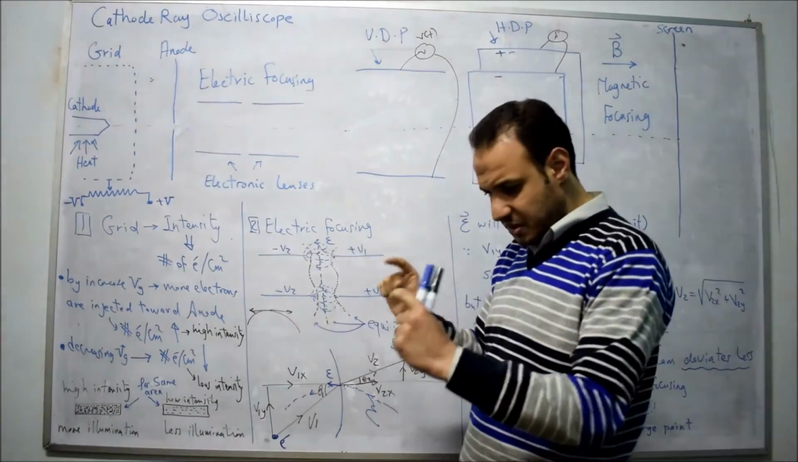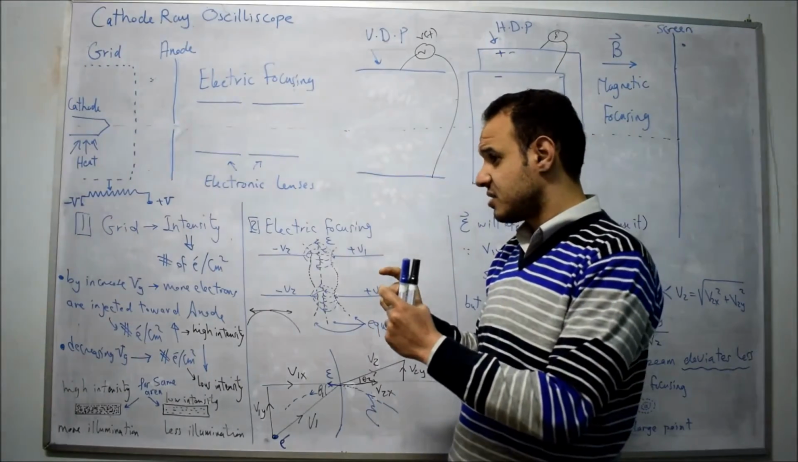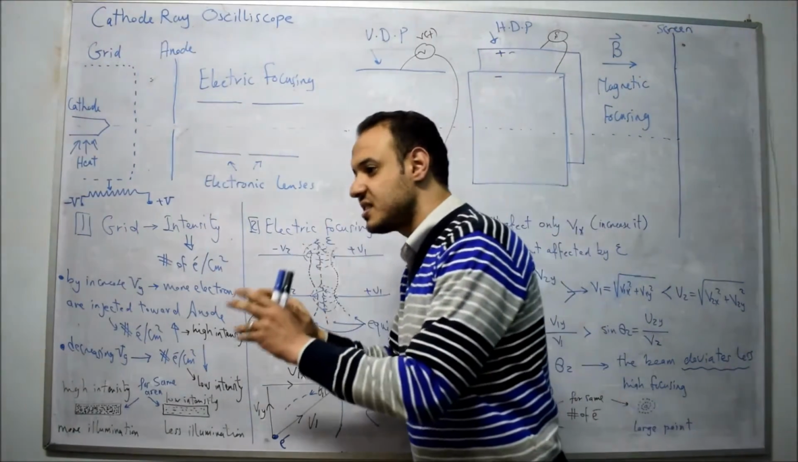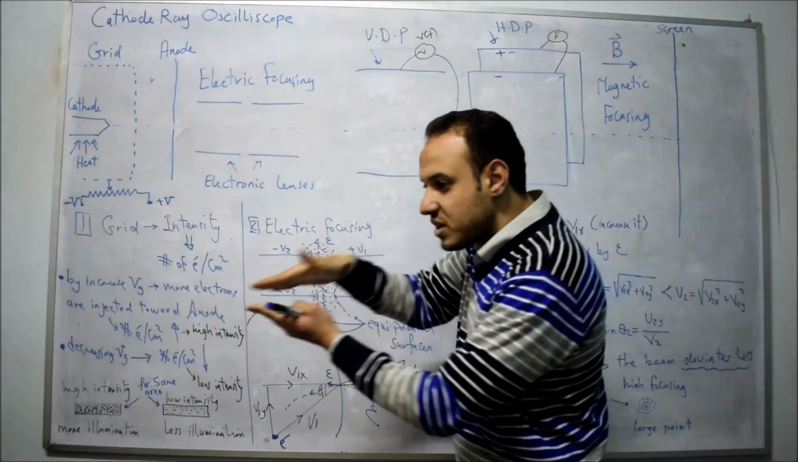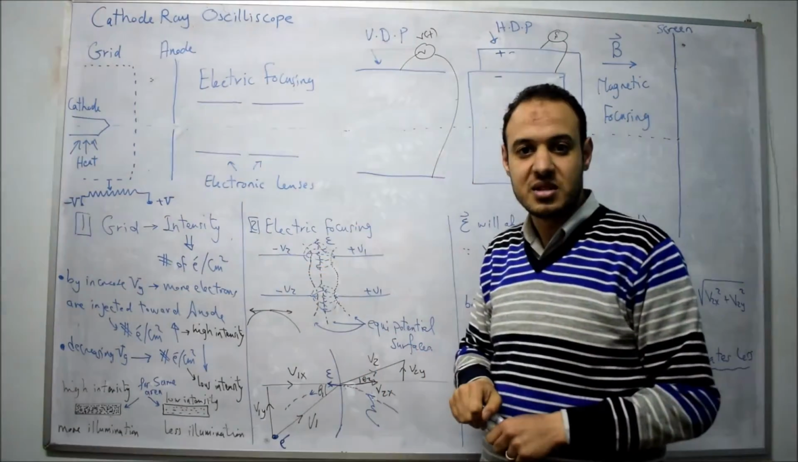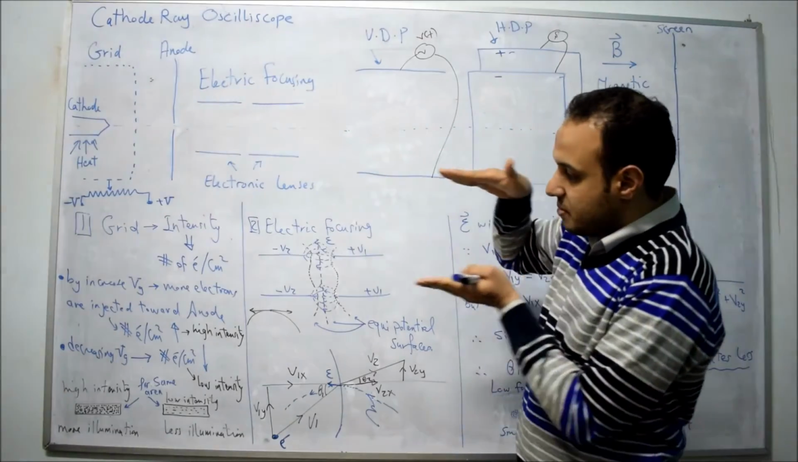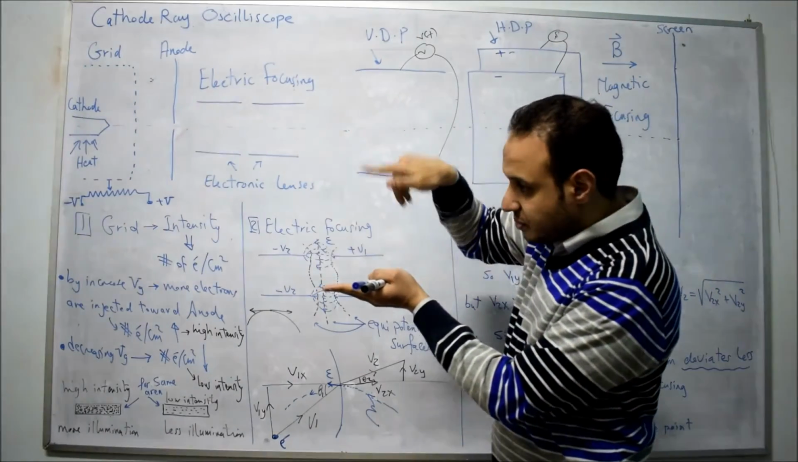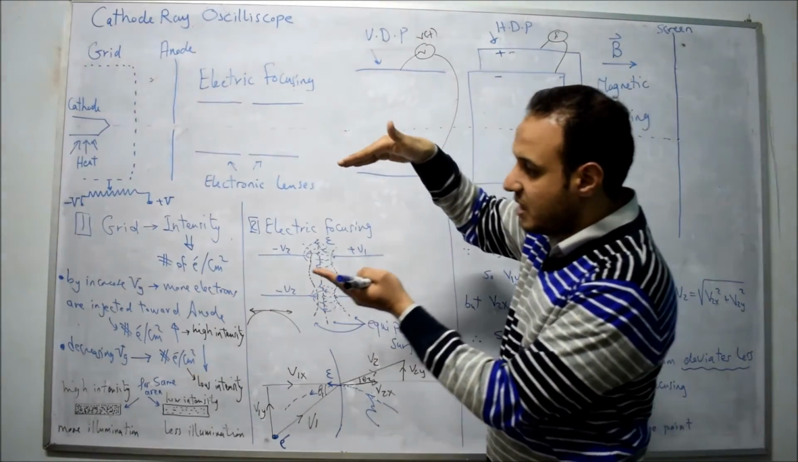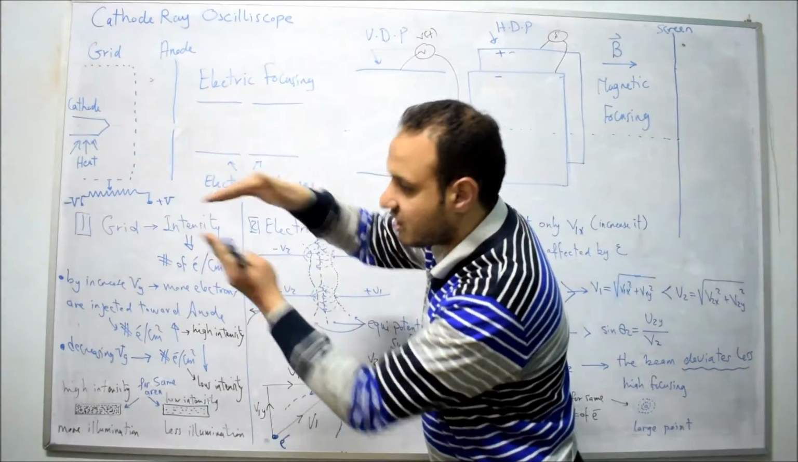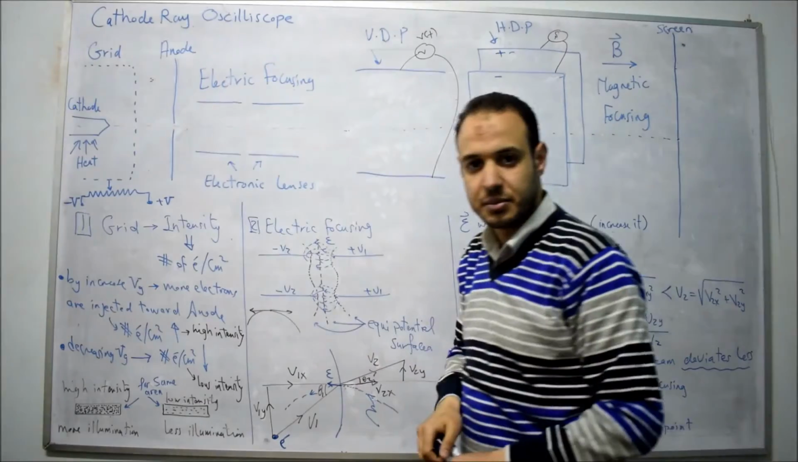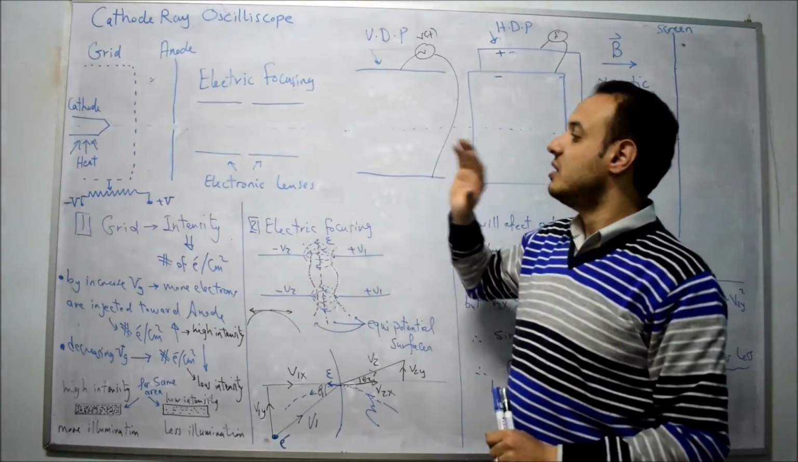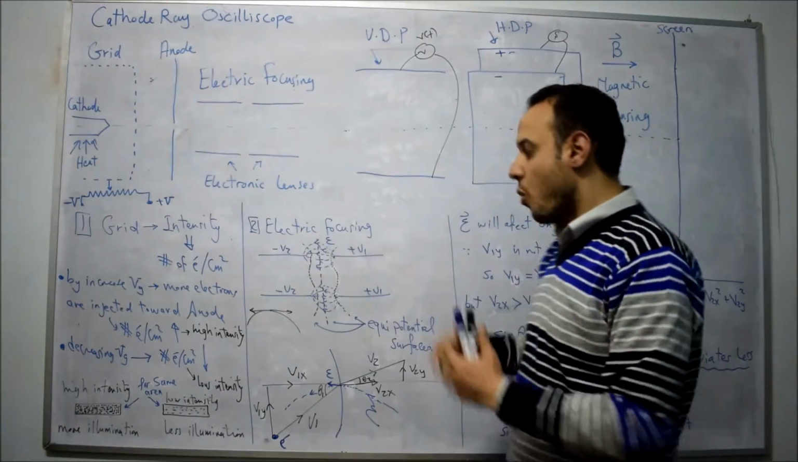We will have some device. This device will act the same as glass lenses that concentrate or focus light beams. Light beams, for example, come like this. When they pass through some lens, they will concentrate toward some point or become closer to each other. This is what the electronic lenses will do. What is the electronic lens?